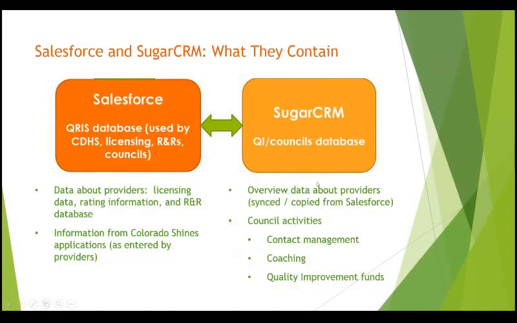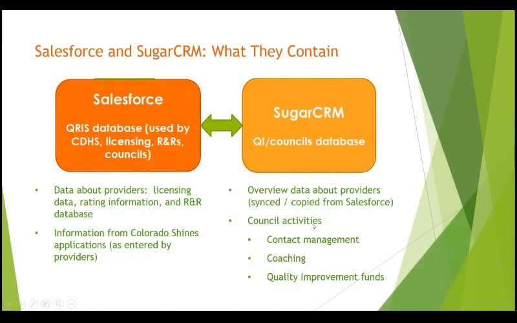The Sugar database contains the overview data about providers, so it contains a lot, but certainly not all, of the data about providers that's in Salesforce because it gets copied over. So some licensing data, some rating information, things like that, but not a ton of detail. So when you log into Sugar, you will not be able to see lots of notes from, say, a rating specialist, because that's not what I think anybody wants to be able to share. But a lot of the results of that, or the status of a rating application, things like that, are available that you can see in Sugar.